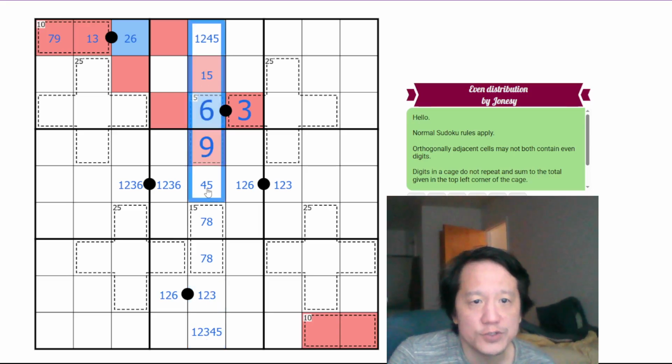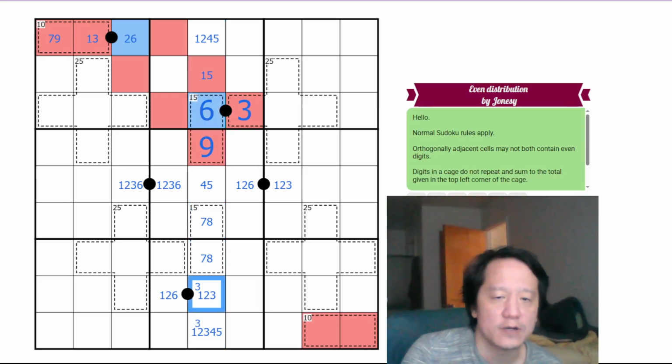So where is 3 in column 5? It has to be one of these digits there.